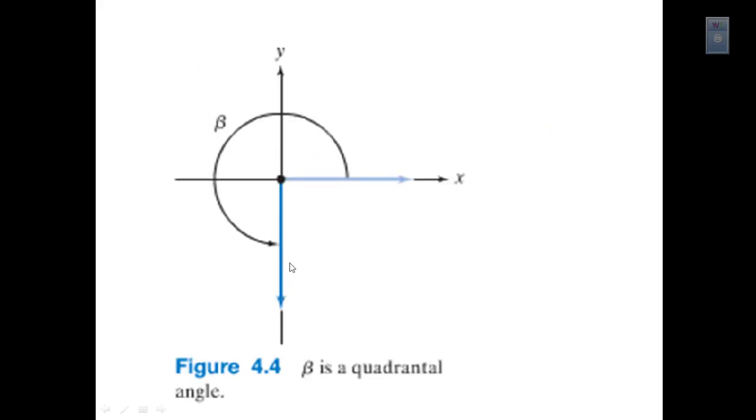Now, if our terminal side ends up on one of our axes, positive y, negative x, negative y, or even back to positive x, then that angle beta, that's the symbol for beta, is going to be what's called a quadrantal angle.